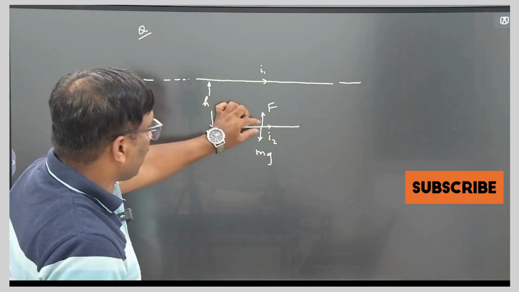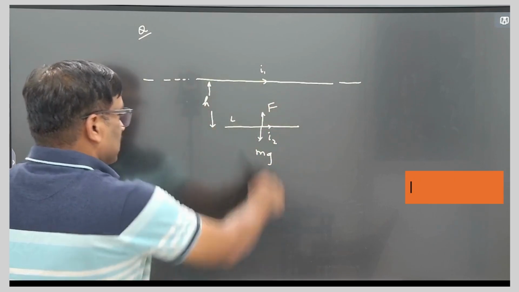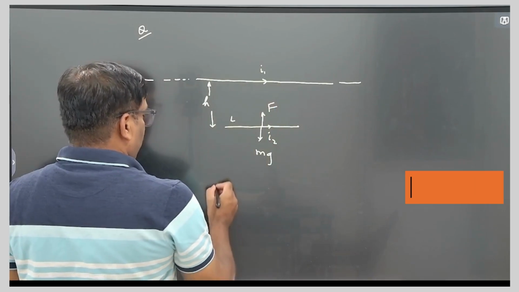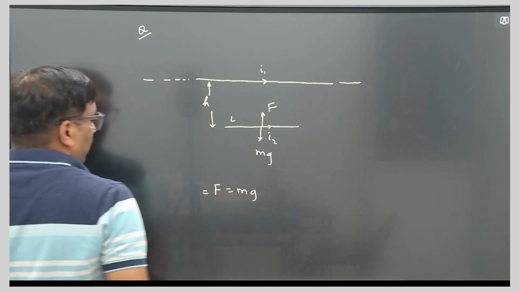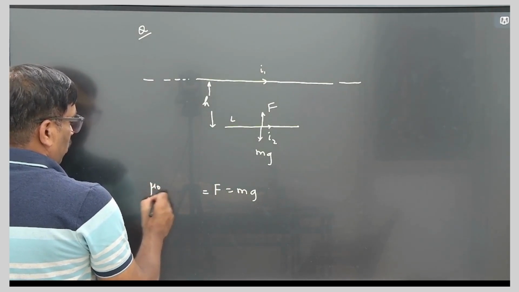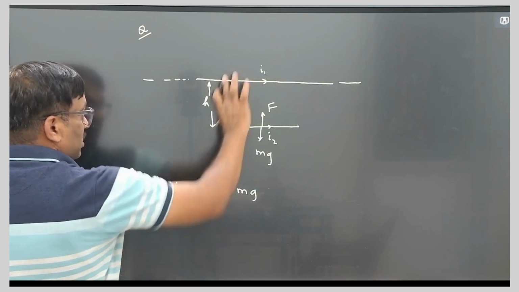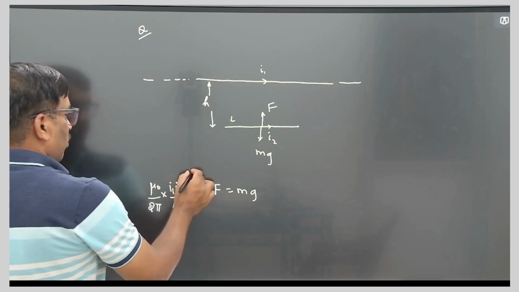So if this wire is to remain at rest, or freely floating, then this downward force and upward force should both be equal. Therefore the force will be equal to mg. This force will be equal to, what is this one now? Mu naught by 2 pi into currents I1, I2. This distance is how much now? H into L. Correct? So if you are able to equate it.